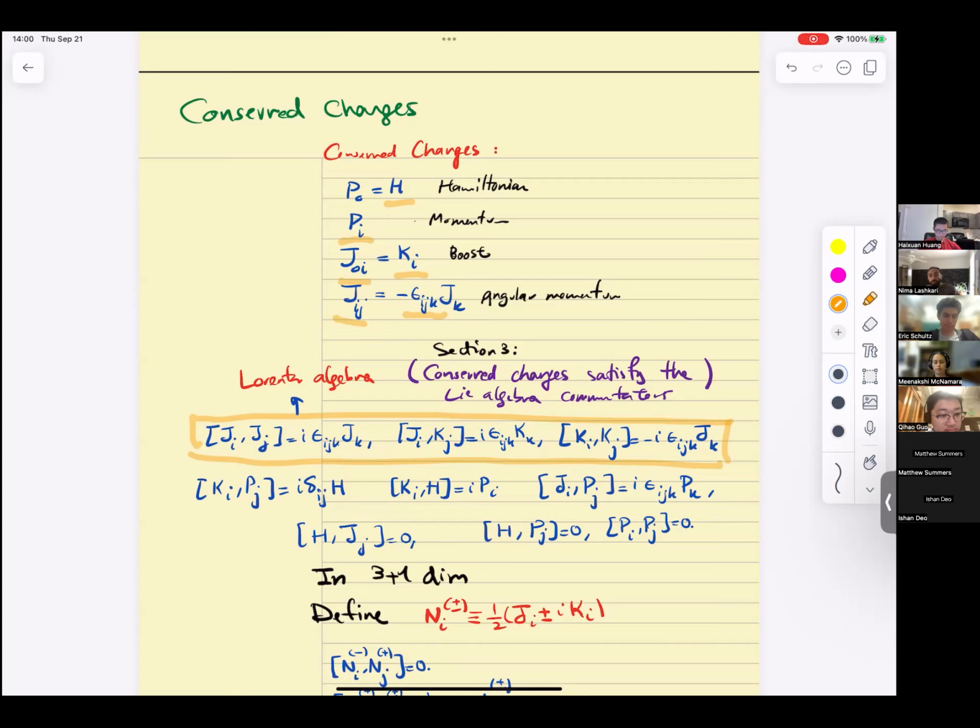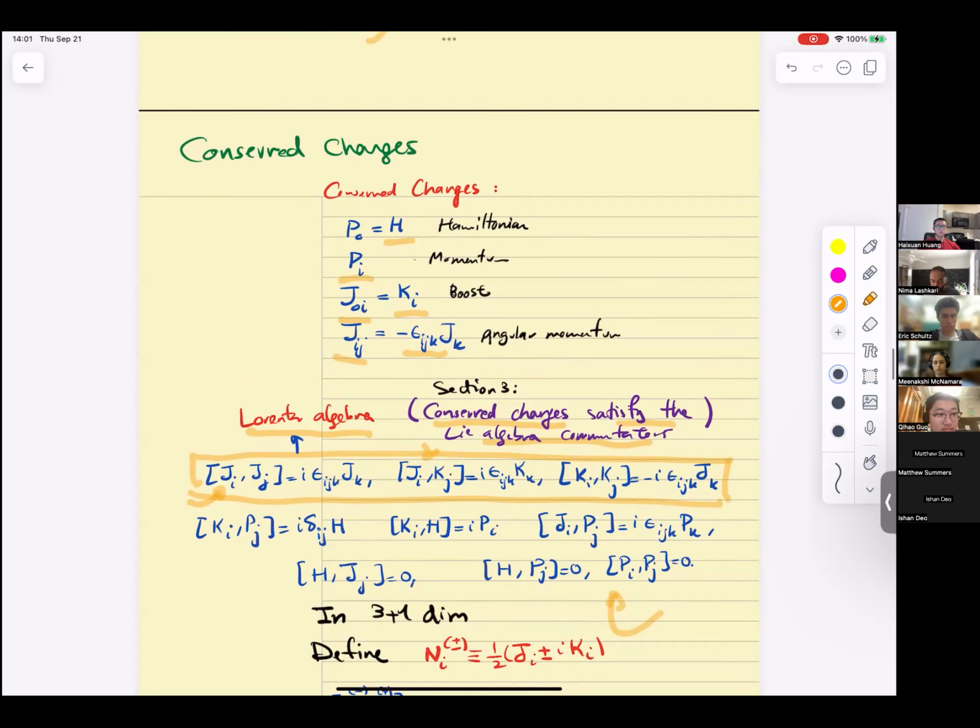Now, if you remember from our discussion of symmetries, we said that conserved charges that you construct from Noether's first theorem satisfy the Lie algebra commutators. Here they are. I just expanded them. They satisfy the same Lie algebra. The part of the algebra that I'm going to focus on is the Lorentz subalgebra, because it's only written in terms of angular momenta and boosts. Is it all good so far?